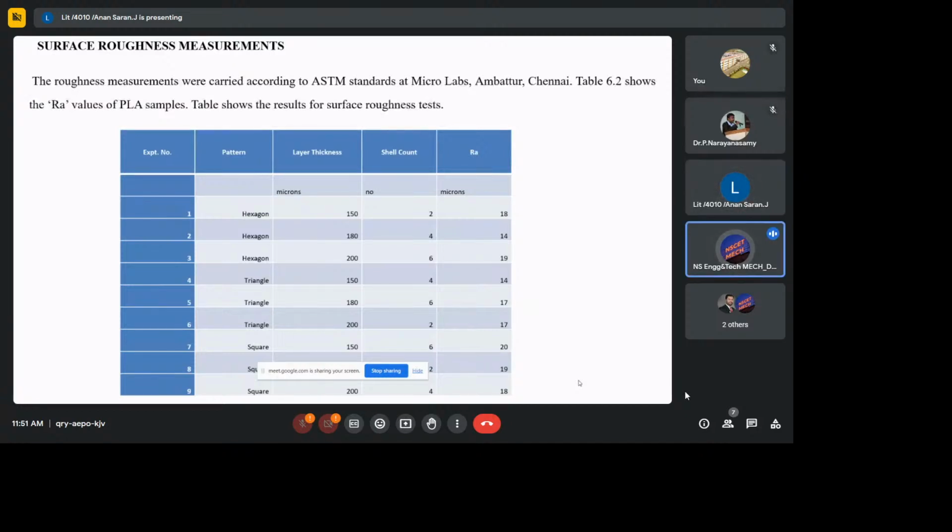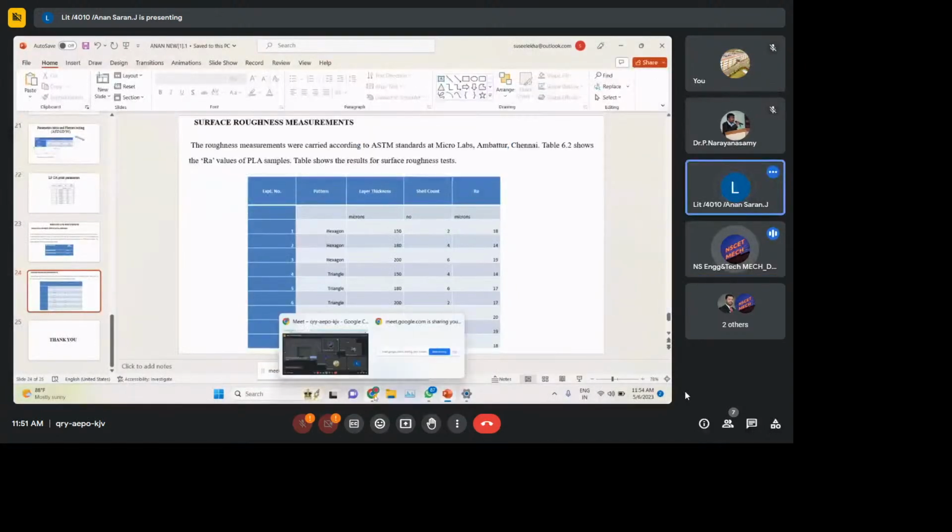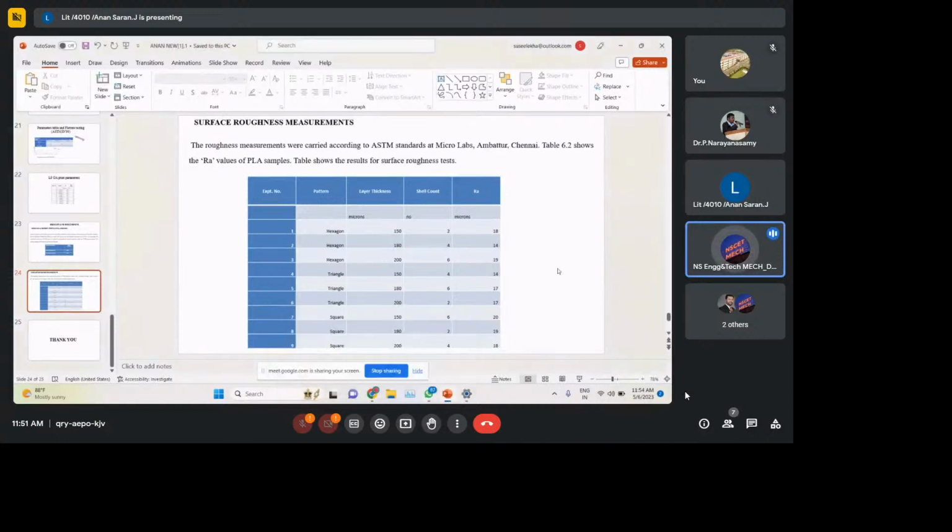Sir, nice presentation. That's one question. Normally, we are facing problems in the 3D printer while fixing uneven components. How do you avoid this?